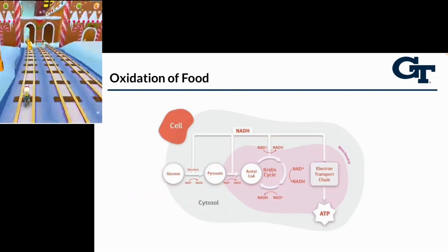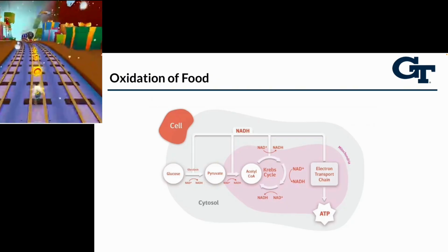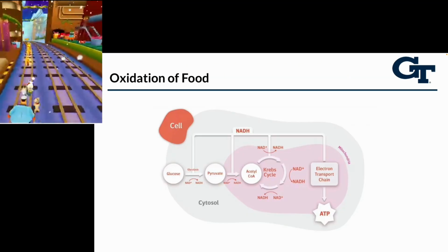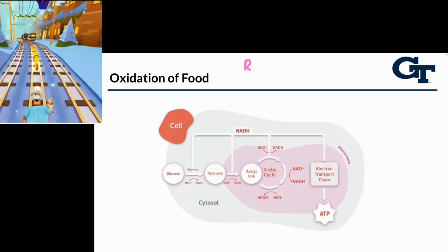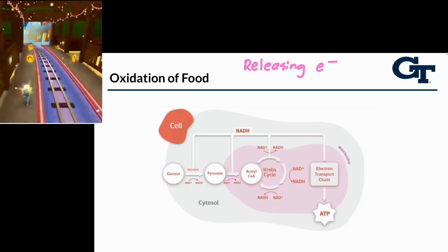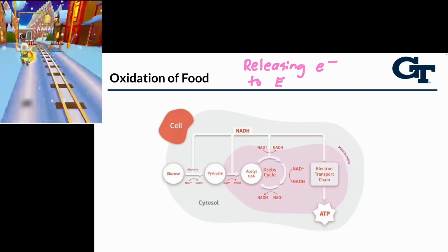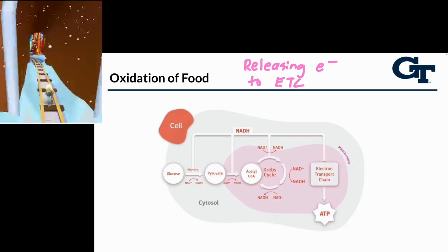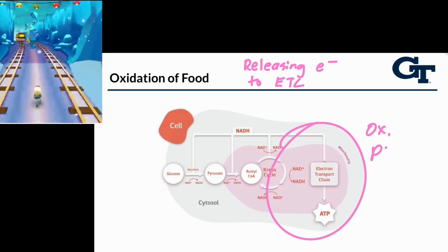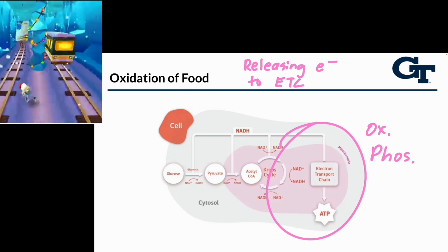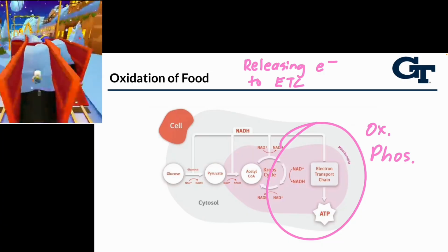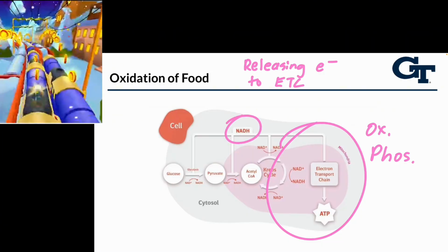And we should see this here where what we're doing is oxidizing food. That's the point of metabolism, because oxidizing food releases electrons. So we are releasing electrons to the electron transport chain in order to power what process? Oxidative phosphorylation. That's what's happening here. And we're carrying those electrons to the ETC to perform oxidative phosphorylation via NADH, our electron carrier.